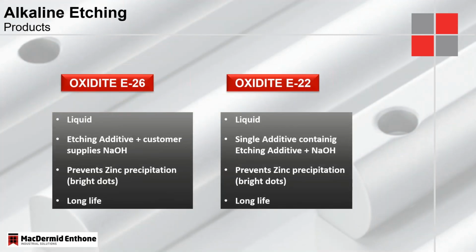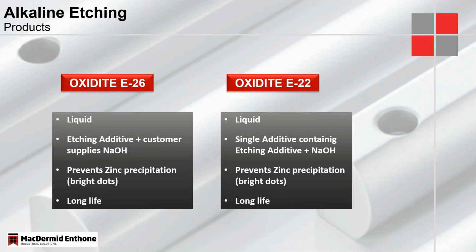So, as I mentioned before, the etching additives is a very important part of the process. We can analyze for these additives as well. They come in liquid form, and we have two different additives we can provide here. The E26 is literally just the magic, the fairy dust. Contains all the active ingredients, the accelerators, the complexing agents, so on and so forth. It's added to the sodium hydroxide. Customers have to provide them themselves.